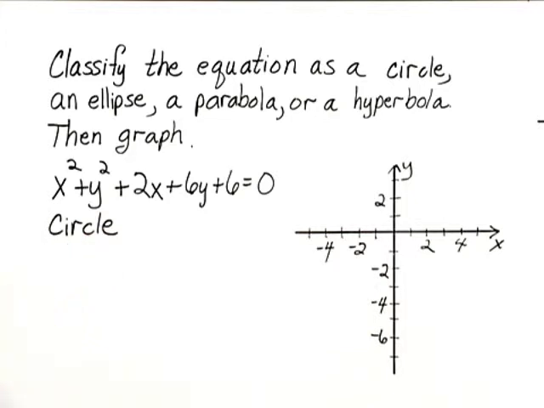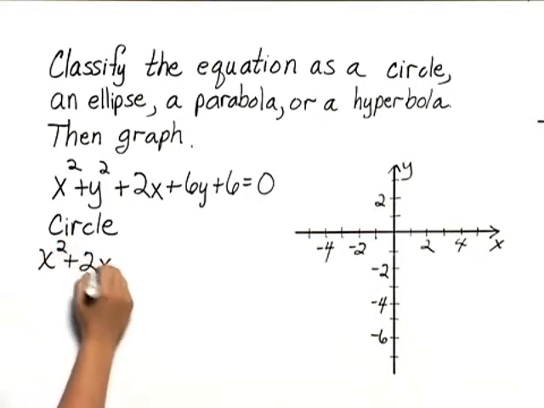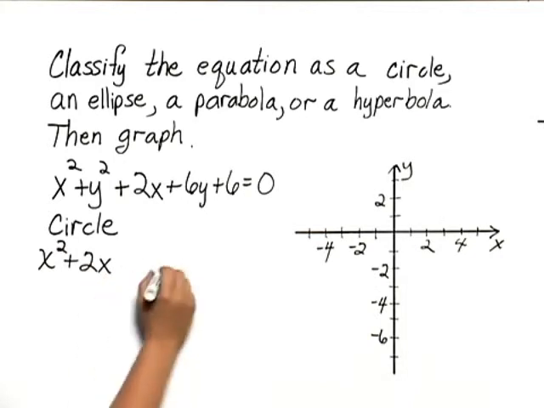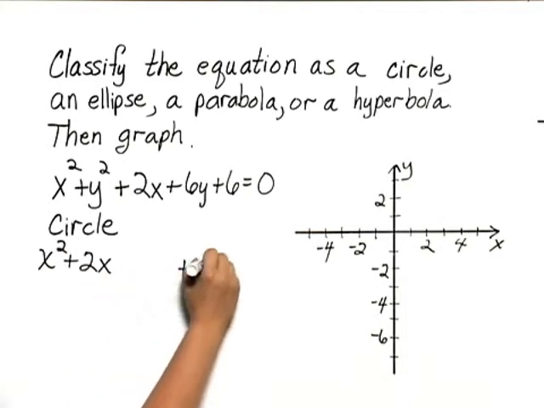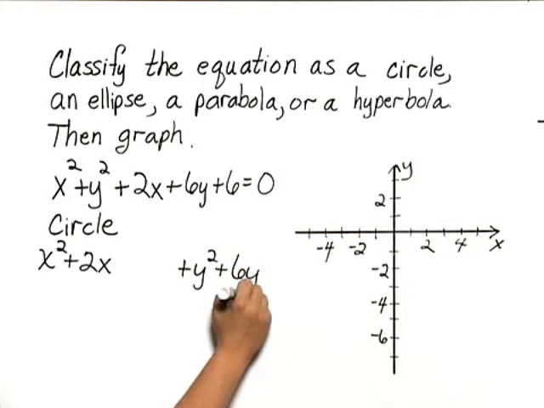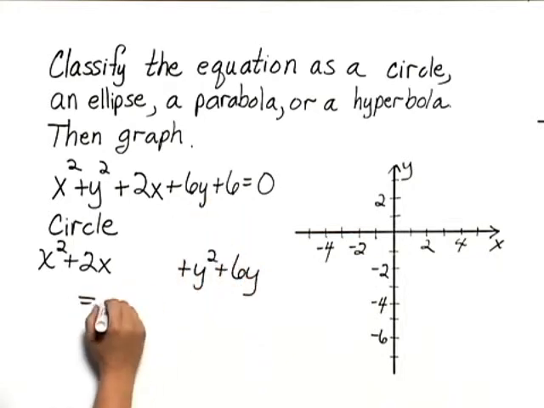Now we have to graph it. In order to graph a circle, we want to find the center and the radius. To do that, we'll complete the square. We'll put the x squared terms together, and then we'll put the y squared terms together, and we'll subtract 6 from both sides.